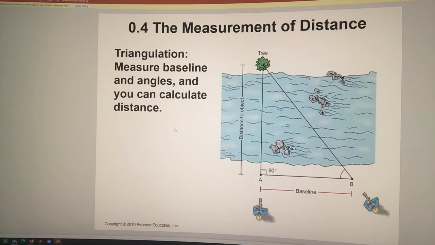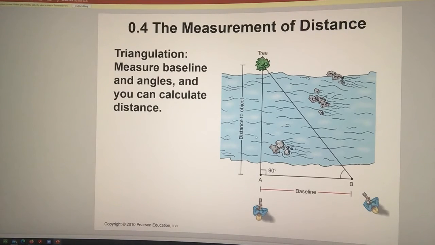The measurement of distance. In astronomy, the objects are located in the sky and are very far away from us, so there's no way we can use a ruler to measure the distance. That's why we use different kinds of methods in astronomy to find out how far each object is away from us. Depending on how far each object is, we use different types of method. The first method we're introducing today is called triangulation.